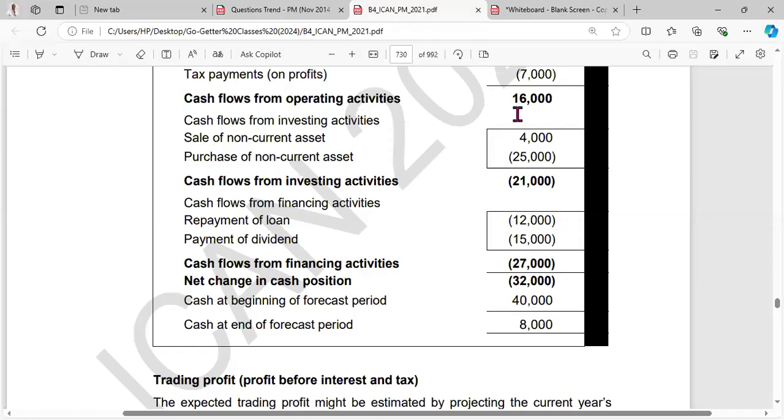Now what happened is cash flow from operation, that's 16, minus this 21,000 from our investment, minus this 27,000. The net change in cash position is 32,000. Then you bring your cash at the beginning, this will be your cash at the end. So we have seen two formats, the one of cash budget, and now we've seen cash flow forecast.